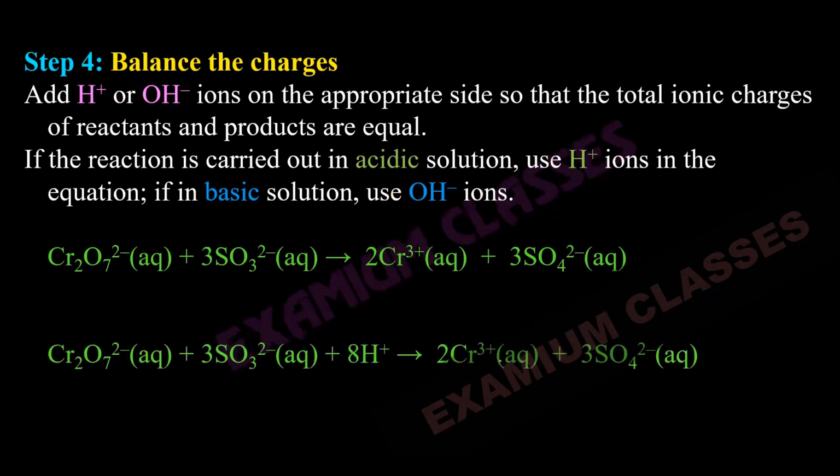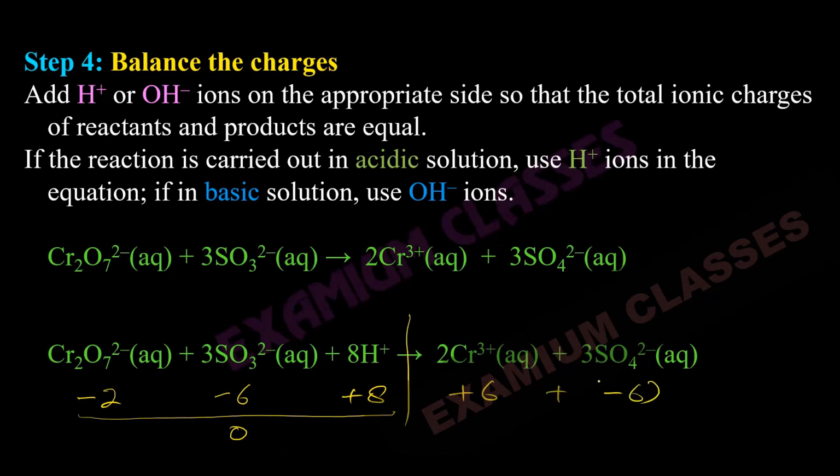So what I will do? I will add 8 hydrogen ions on the left hand side. Now you check. -2 contribution from 1 dichromate ion, -6 contribution from 3 sulfite ions, +8 contribution from 8 hydrogen ions on the left hand side. So total, if you see, it is 0. On the right hand side, I have +6 contribution by 2 chromium ions, and I have -6 contribution from 3 sulfate ions, total 0. On both sides now I have 0 charge. So I balanced the charges by adding hydrogen ion.